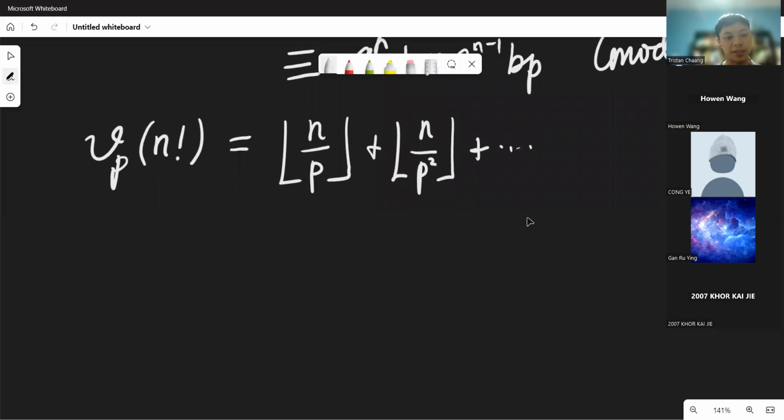So why is this true? So what does the first term tell you? What does the first term tell you here? n divided by p and then the floor function.